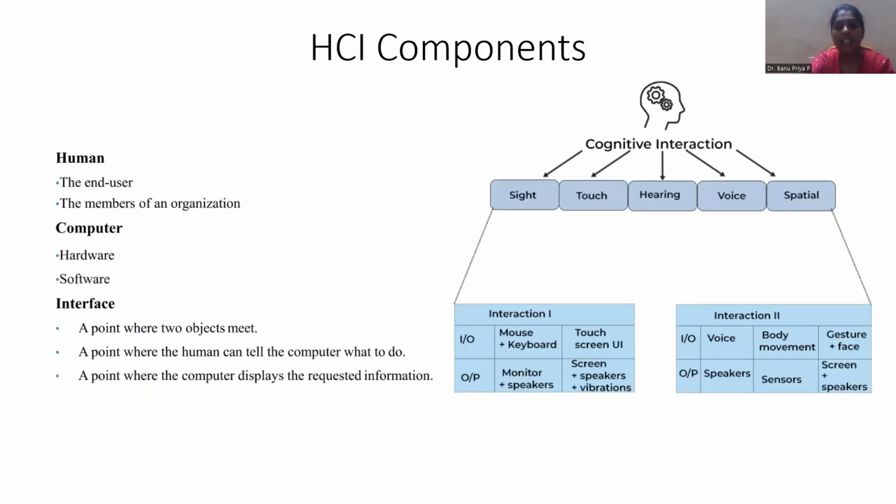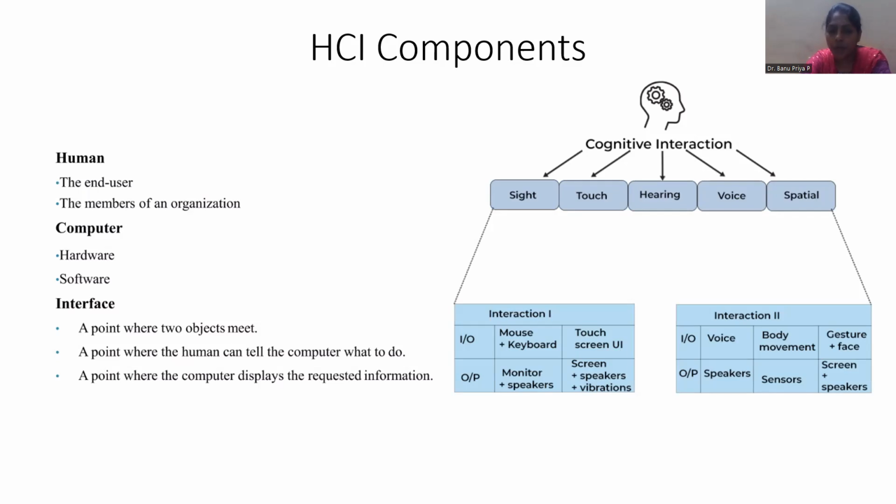So now we'll see the HCI components. We have seen that they are computer, human, and interface. If you look at this, the cognitive interaction between the two can be done via two types. That is, the interaction or the interface can be of two types, falling under the five categories, that is your sight, touch, hearing, voice, and spatial. The sight, touch, hearing, voice, and spatial all come under your cognitive interaction.